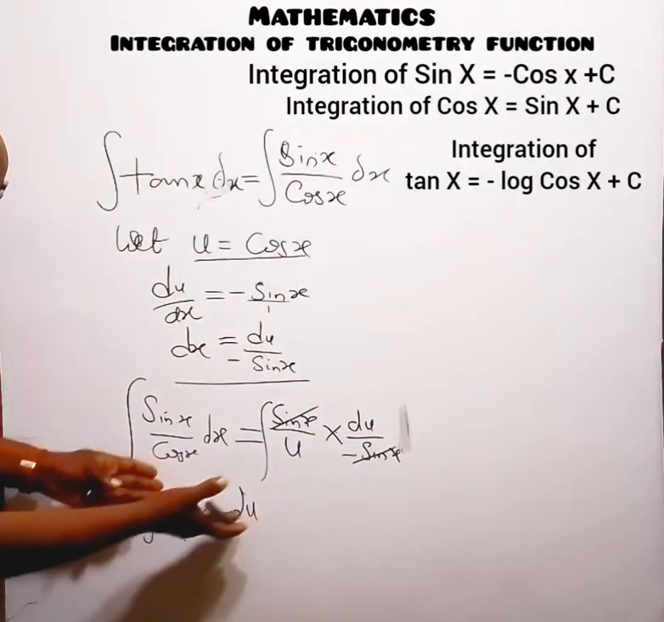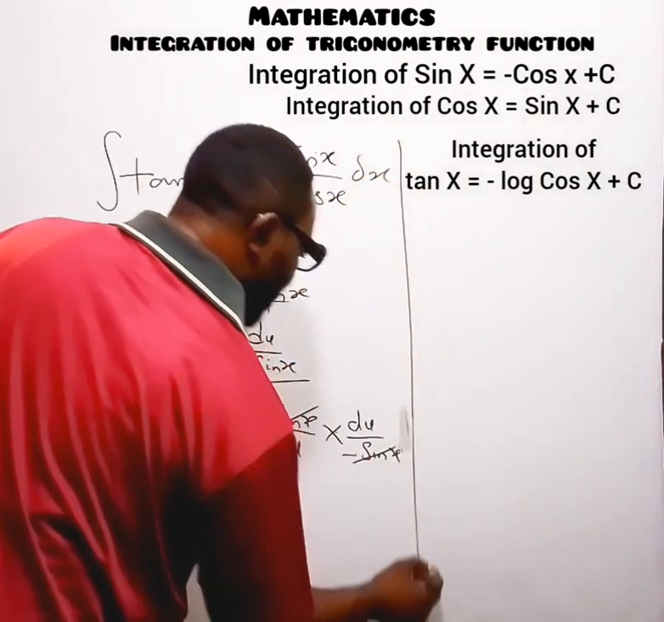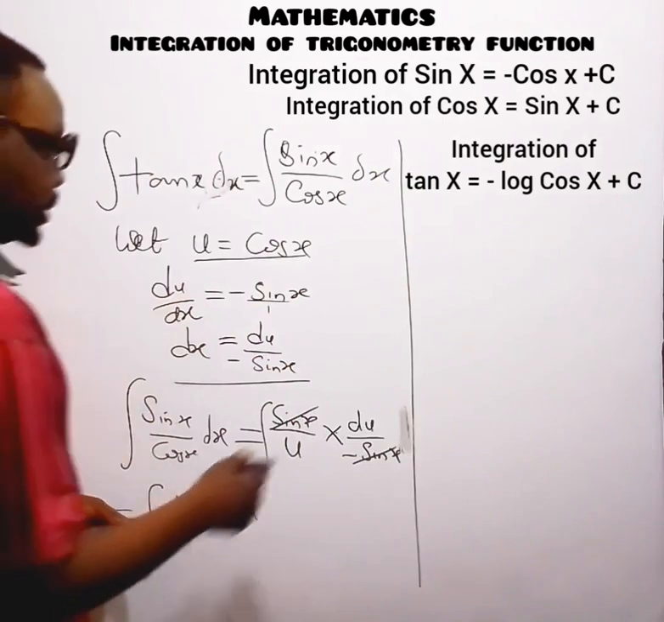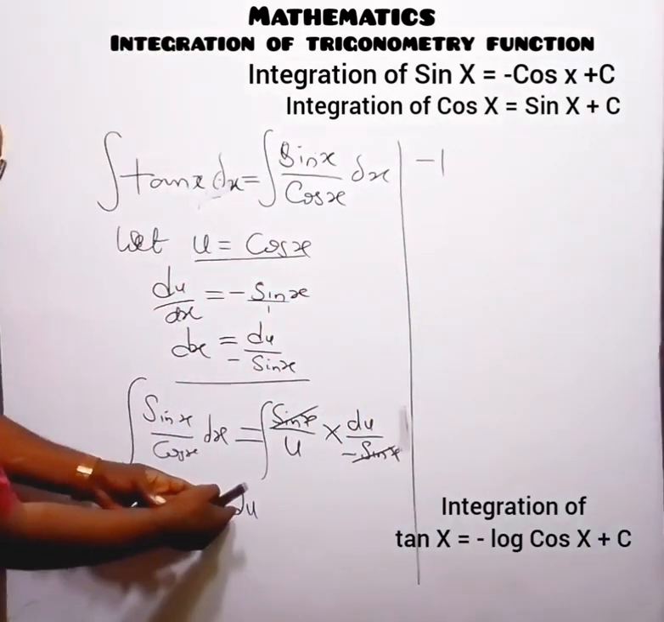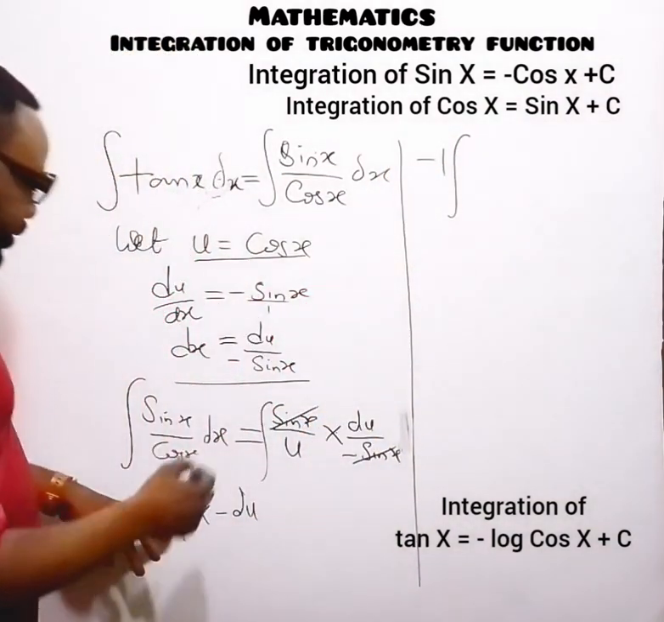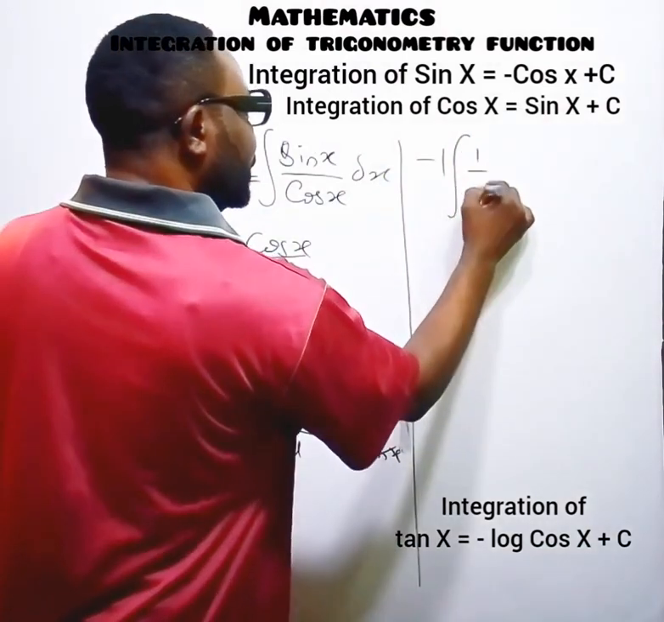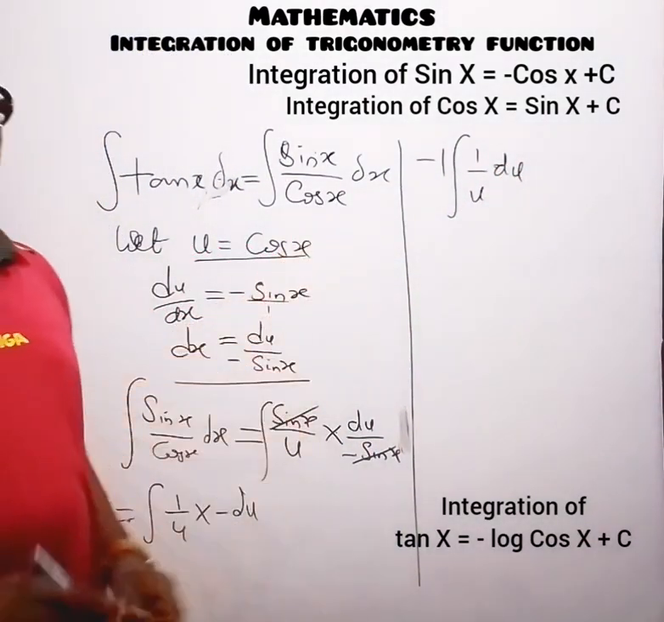Now, I'm having 1 over u multiplied by minus du. I continue. So this can also mean minus 1, taking this negative value outside here, times the integral of 1 over u du. That is what I am having right now.